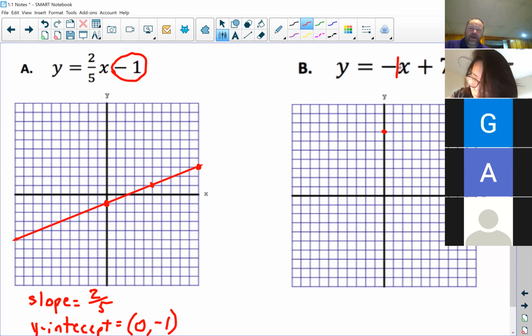The way that I graph that is I let the negative go with the rise. So instead of going up 1, in this case, I'll go down 1, and then I always go to the right. So down 1, right 1, as many times as I want.